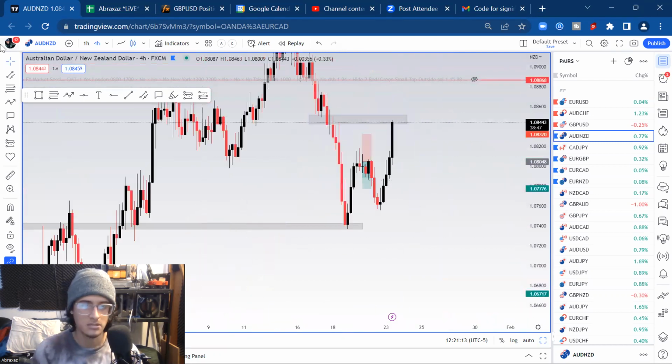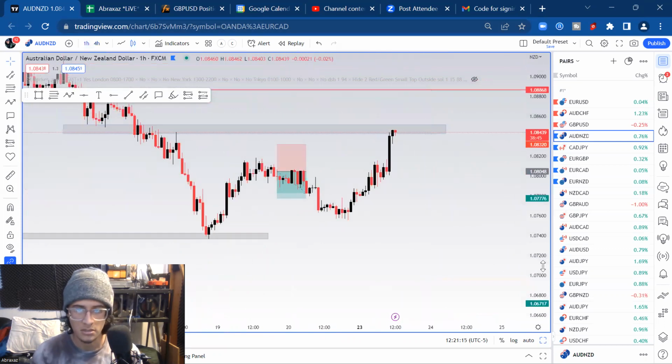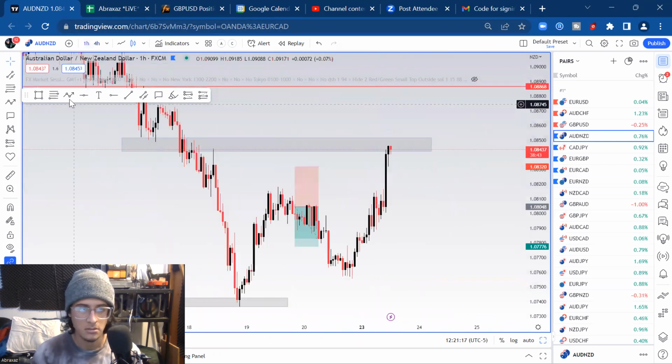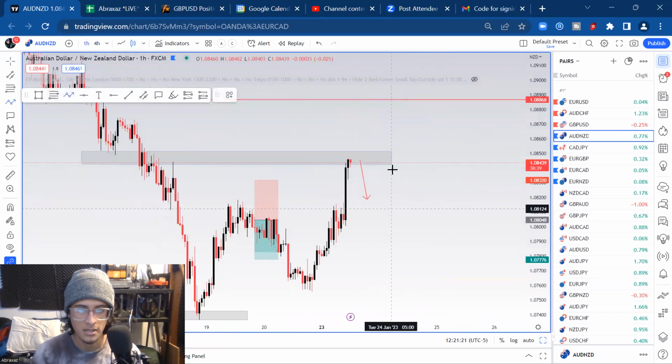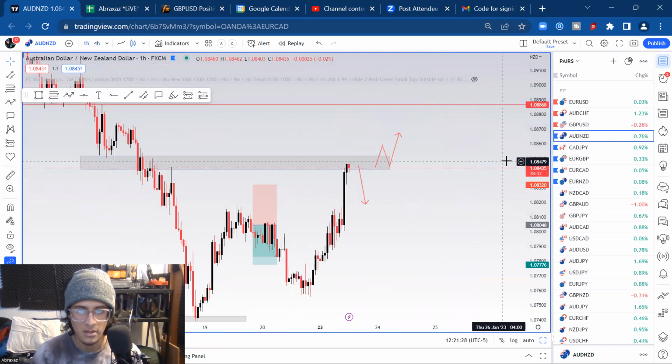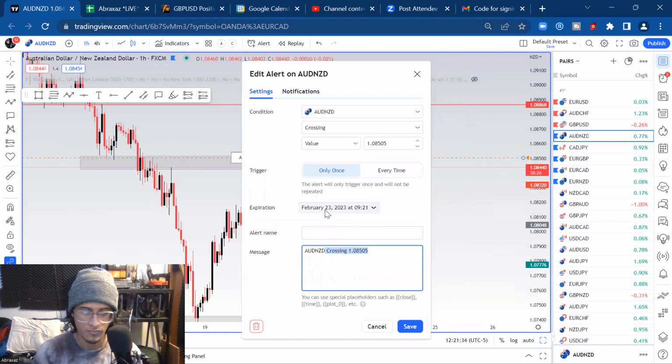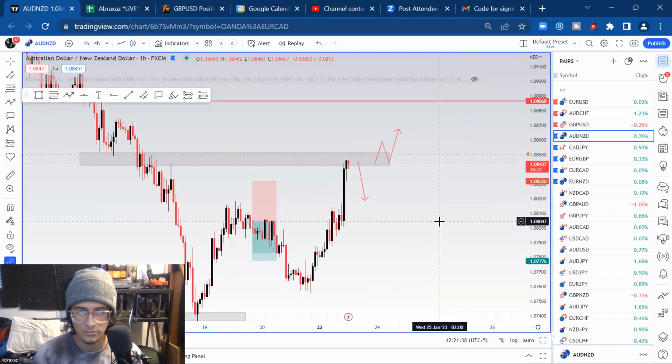So let's just play out the scenarios. That's always good to play out the scenarios. One of two things could happen. That's one right there. The next, it'll consolidate a little bit or something like that, and boom, it'll come back up here. If it does decide to go up there, I'm gonna place this alert right here. And then this right here.